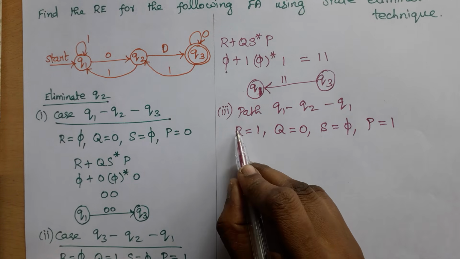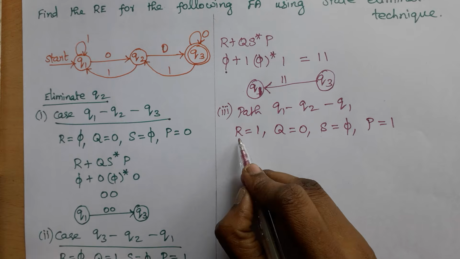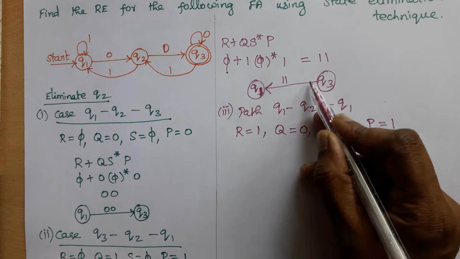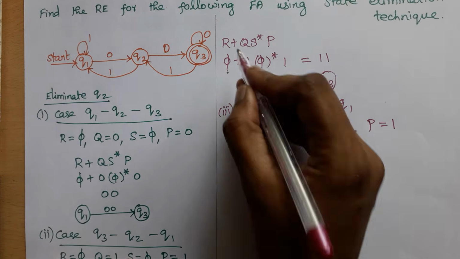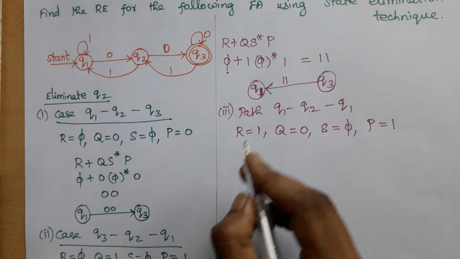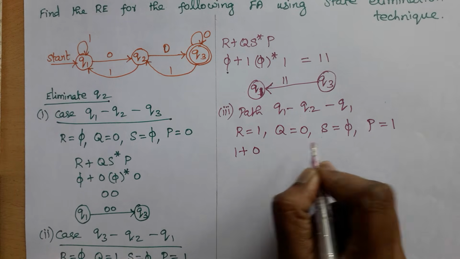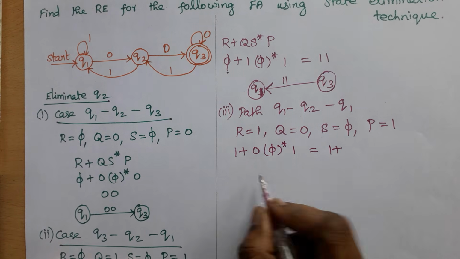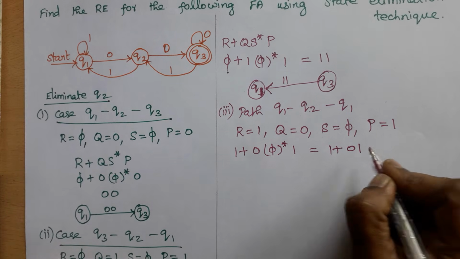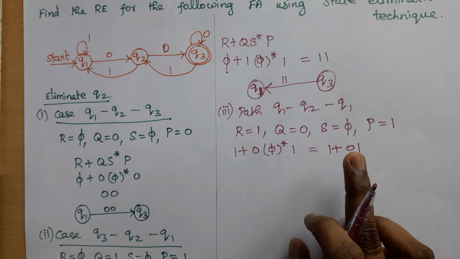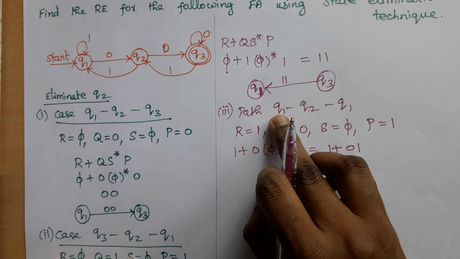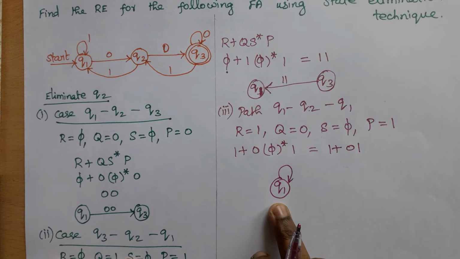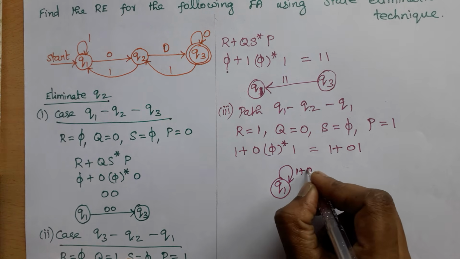Do you understand these notations? R means Q1 to Q1, Q1 to Q2 is Q, S is Q2 to Q2, then P is Q2 to Q1. Then we need to substitute all these in this formula, R plus Q S star P. So 1 plus 0, 5 star is epsilon, so 1 plus 0 1. This must be written on the path from Q1 to Q1. So from Q1 to Q1, draw an edge, that is a self transition, labeled by 1 plus 0 1.